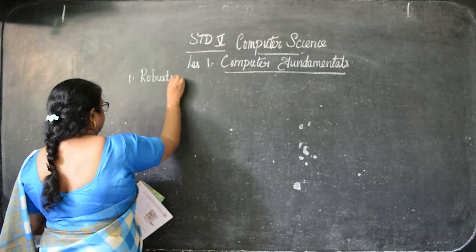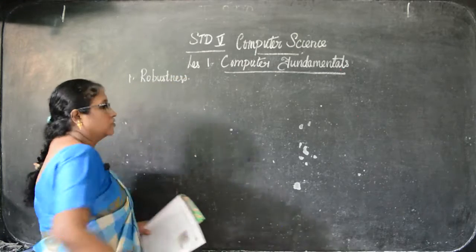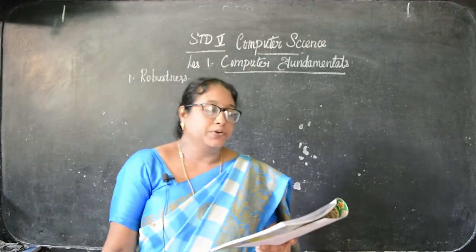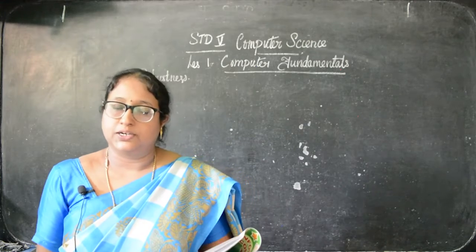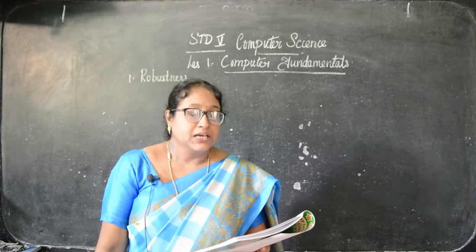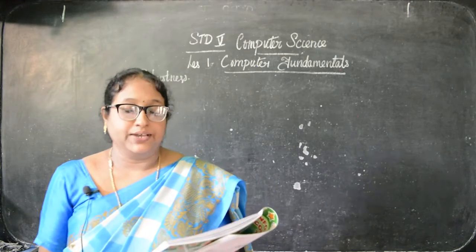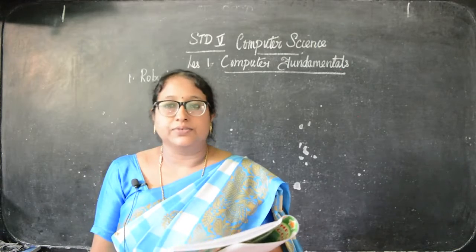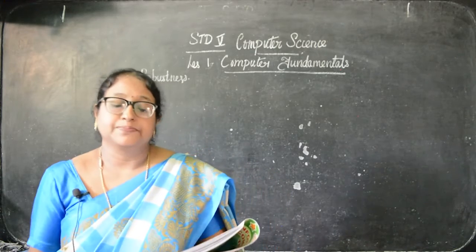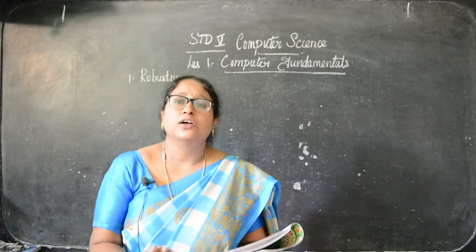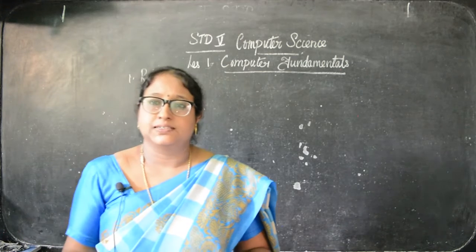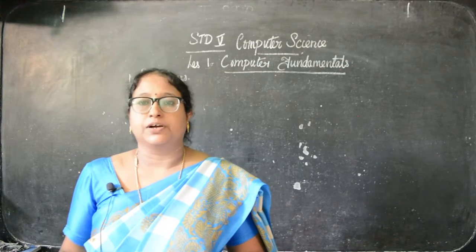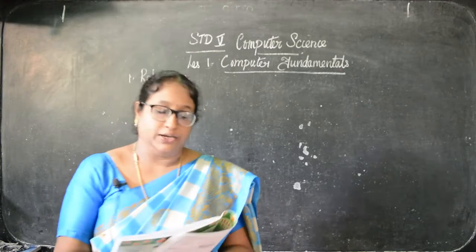Robustness. So first we'll see what is this robustness. Okay, children, the computers have the capacity to function 24 hours a day. 24 hours a day means that is 1 day. 7 days a week means that is 1 week. And 365 days a year, that is a full year. So the computers can function for a full year, that is 24 hours a day, 7 days a week and 365 days a year. That is, it can perform a function for the whole year.